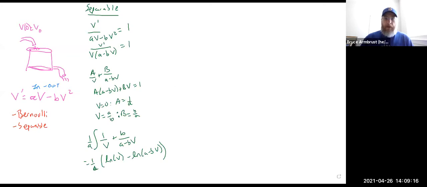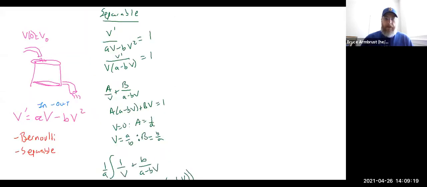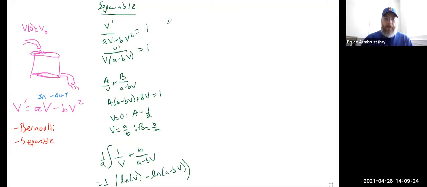So at this point, we've got 1 over A times the natural log of V over A minus BV equals T plus C. So V over A minus BV is equal to C e to the AT. There's a new C that's actually e to the old C times A.